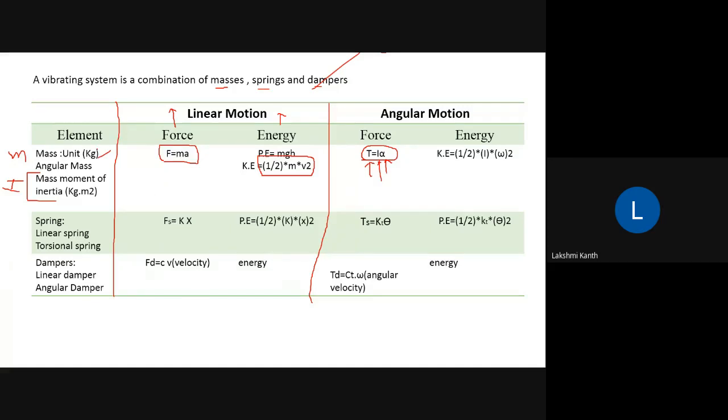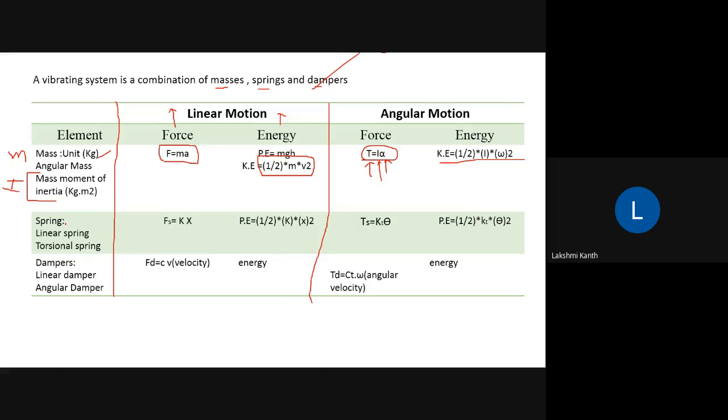Coming to the angular type of motions, there is no potential energy form, and we stick to the kinetic energy form. So here it is half m v square for linear motion, and for angular motion, half I omega square. Here alpha is the angular acceleration, and omega is the angular velocity. v is the linear velocity, and omega is the angular velocity. Okay, so this is the connection to mass.